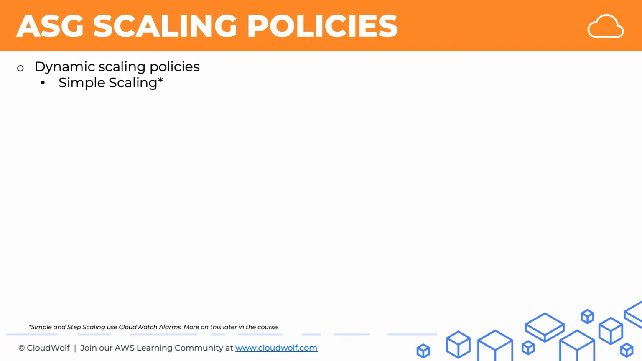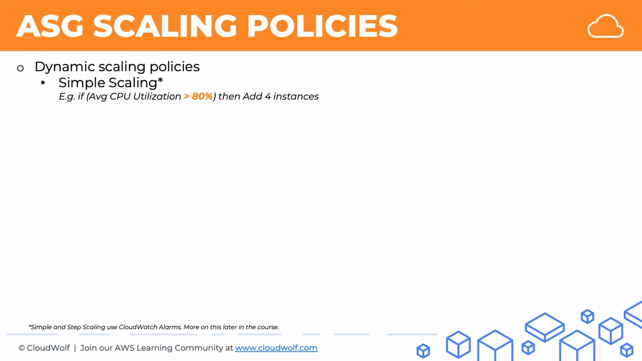Here we have simple scaling, and what that is basically just saying is if a certain metric, which is specified in CloudWatch metrics, and we'll talk about that later in the course, such as average CPU utilization, goes above or below a certain threshold, then do a certain action, like add a certain number of instances or remove a certain number of instances.